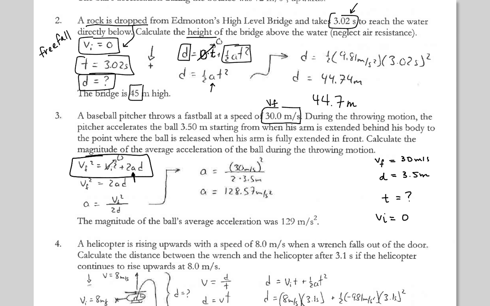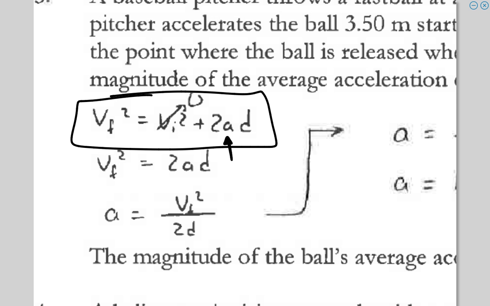Now, what this book does is it isolates the variables first and then plugs in the numbers. It is okay if you guys want to plug in the numbers and then do algebra on the numbers instead of the letters. Either is fine. So this whole term goes away because 0 squared is 0. And then to isolate for the A, you just need to divide out 2 and D. So A is just VF squared over 2D.